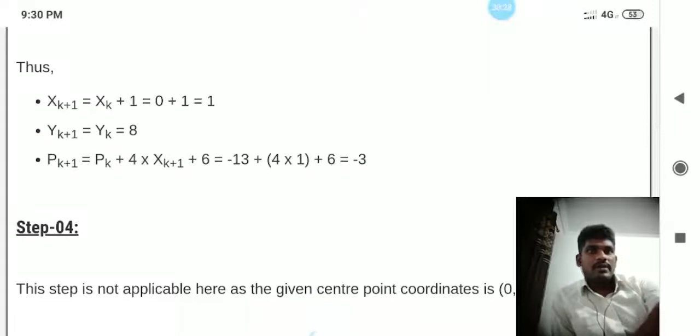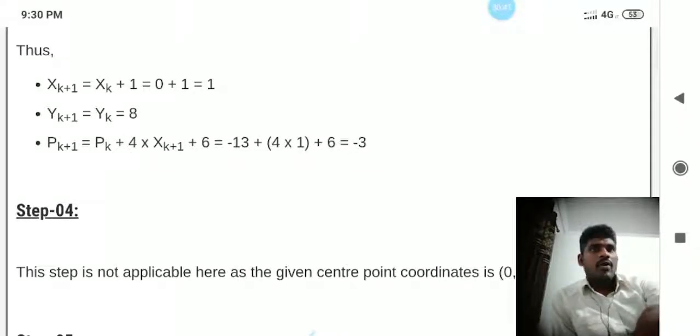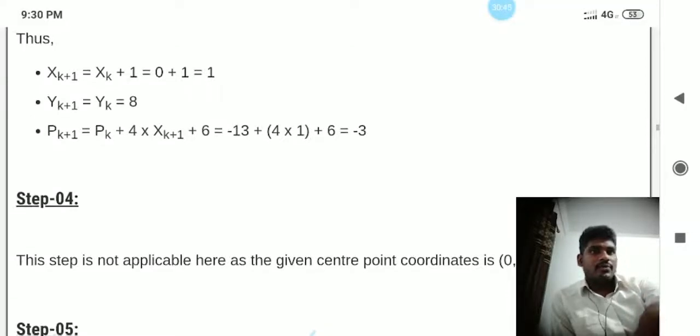Now, substitute the x value. What is xk plus 1? 0 plus 1, so 1. That is the xk plus 1 value. Yk plus 1, what is the y value? 8. So the decision parameter pk equation is pk plus 4 into xk plus 1 plus 6. What is the pk value?